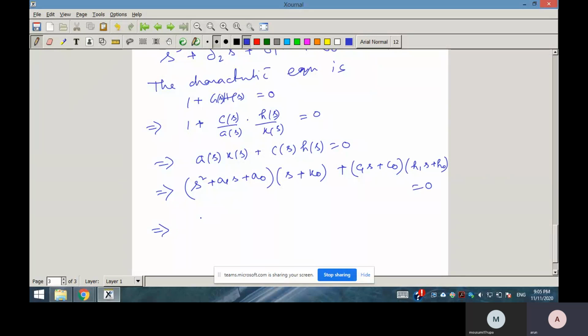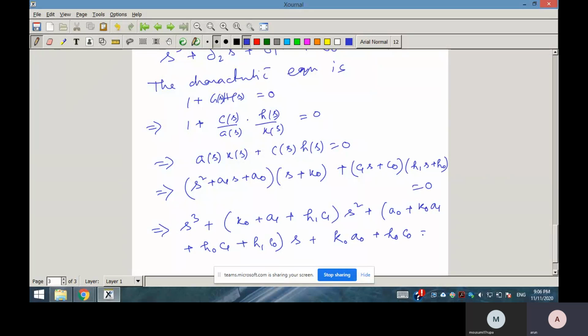So if you simplify, then it will come out to be like this: S cube plus K naught plus A1, please check it, plus H1 C1 into S square plus A naught plus K naught A1 plus H naught C1 plus H1 C naught into S plus K naught into A naught plus H naught into C naught. This is equal to 0.